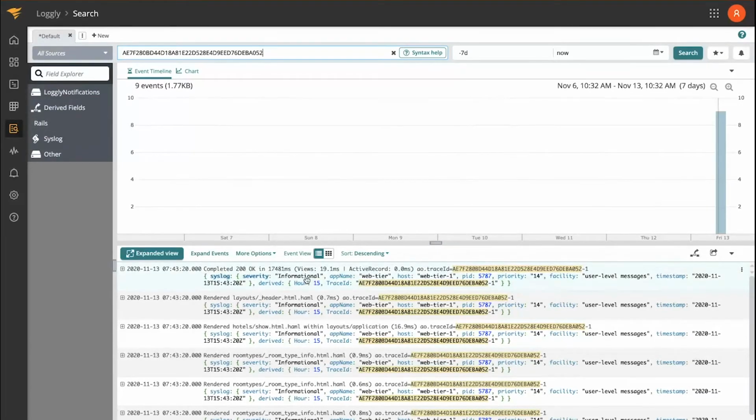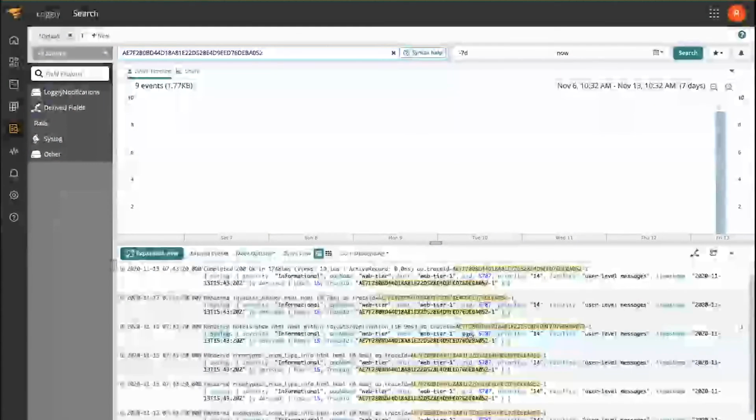And what we've done here is, instead of going to a logging product and guessing which logs might be related to this same request, we can just click on that search logs button. And these are the exact log messages from that request that took 22 seconds.